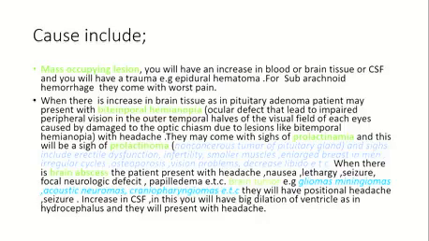Another thing is you will have headache also, because when this tissue is pressed, it will relay information to the trigeminal nerve, whereby the trigeminal nerve will relay information to the thalamus and then to the cortex. They may also come with signs of hyperprolactinemia, and this includes erectile dysfunction, infertility, and enlarged breast tissue in men, what we call gynecomastia.